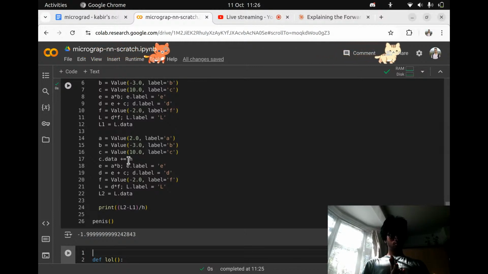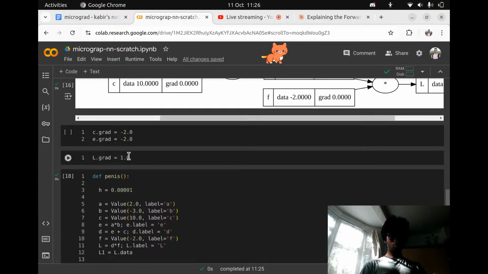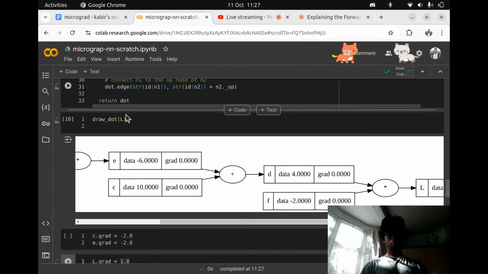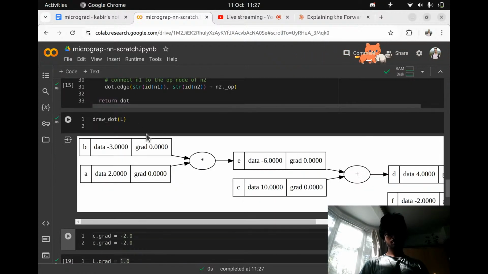It's kind of like the base case of what we are doing here. So basically, we can come here, and we can manually set L.grad to 1. This is our manual backpropagation. L.grad is 1, and let's redraw. And we'll see that we filled in grad is 1 for L. We're now going to continue the backpropagation.